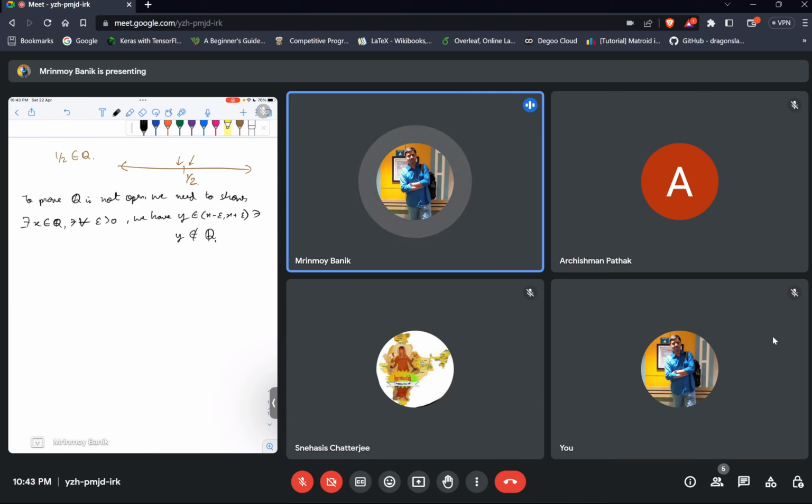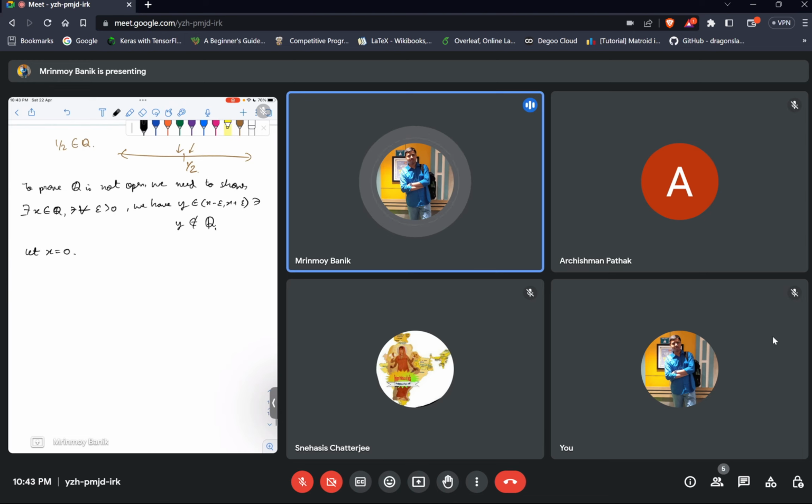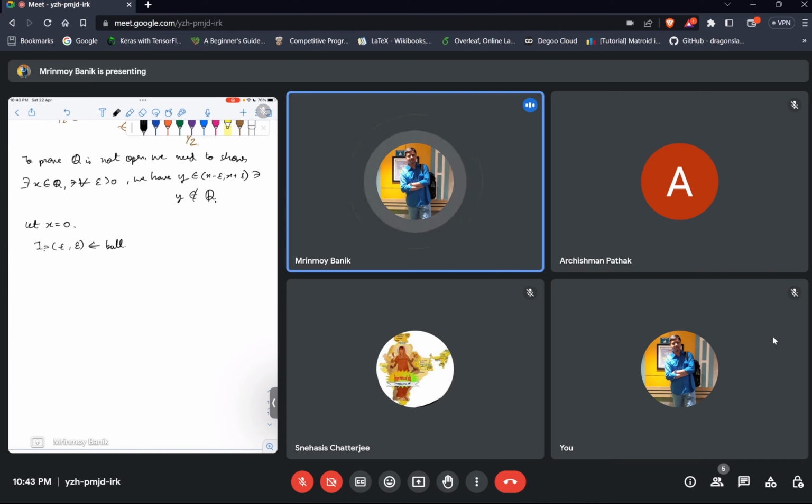So take any rational number to start with. Let x equal 0, since any one of the rationals will suffice. Now, for any general epsilon, our interval is minus epsilon to plus epsilon. This is our interval I, or the ball. Now we have to find y in terms of epsilon such that it's not in the rationals, but is inside this ball.